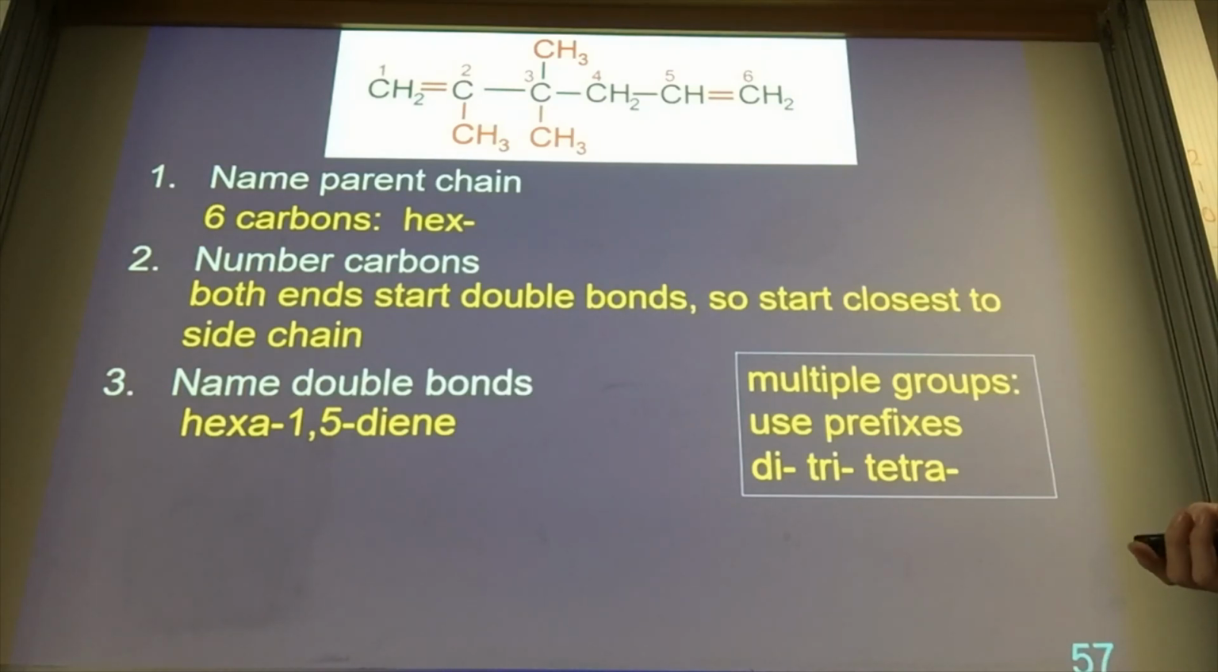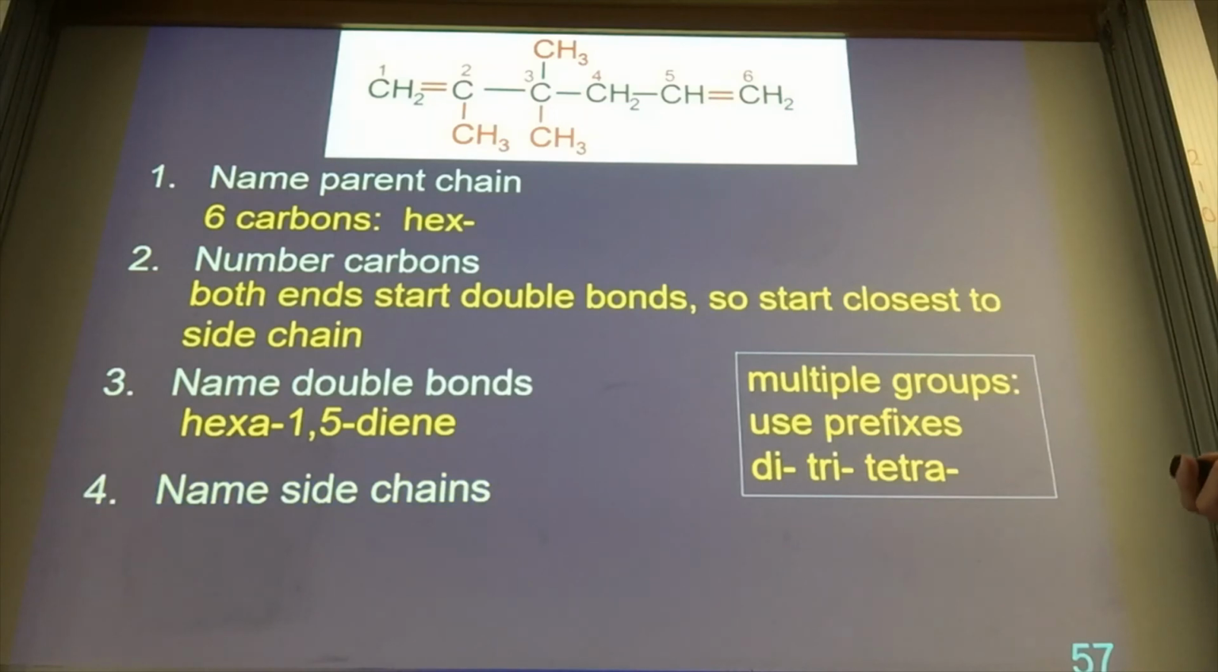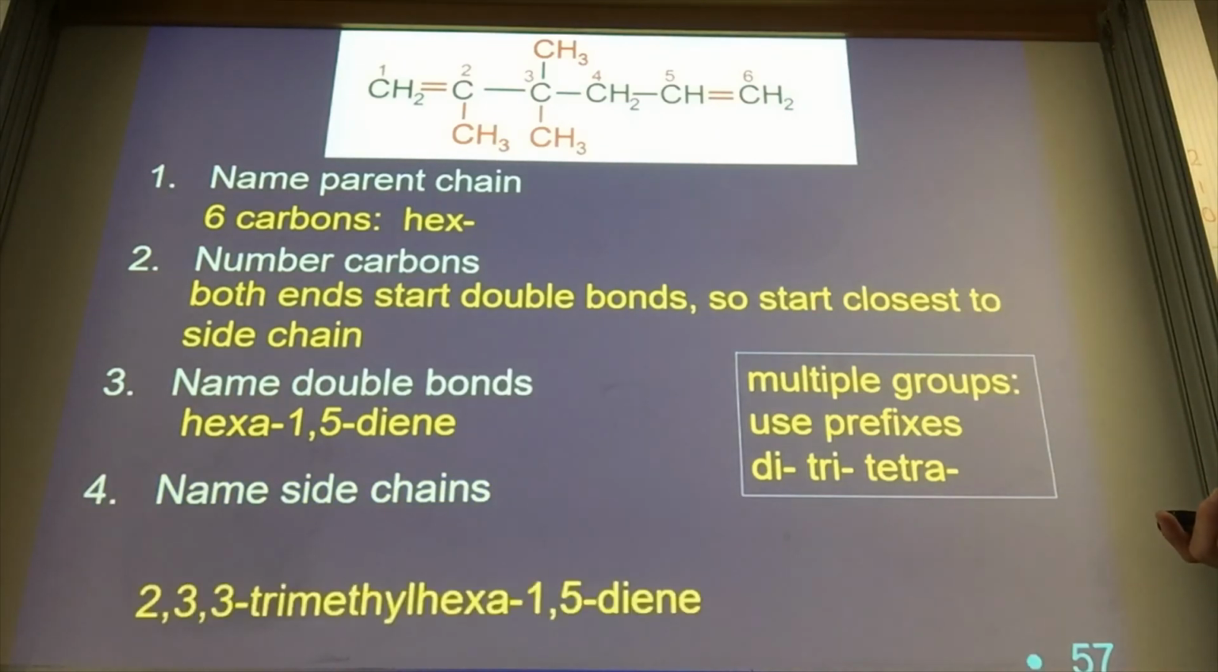And then the methyl groups as prefixes. How many methyl groups do we have? 3. So it will be trimethyl. Each methyl group needs its own number. So 2, 3, 3. Trimethyl hexa-1,5-diene.